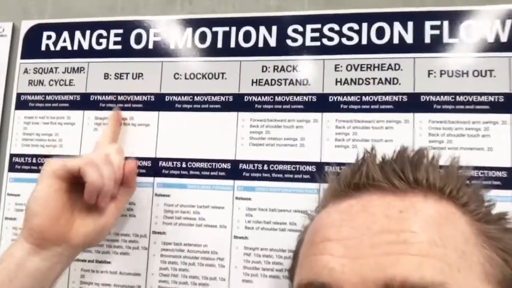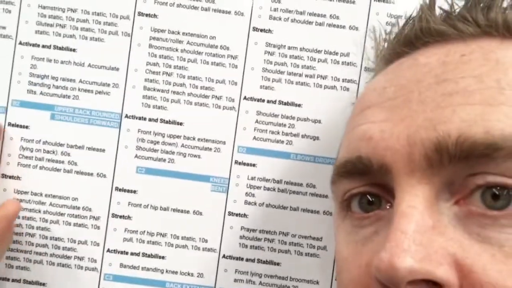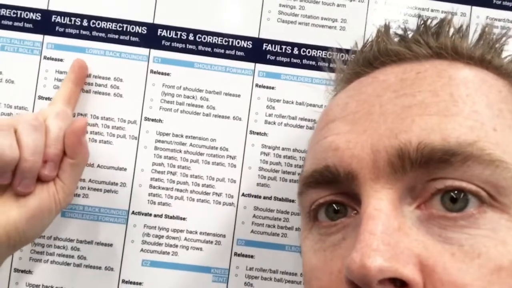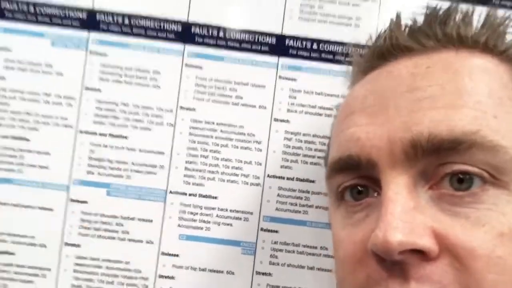So this column here, column B, corresponds to the column that you guys just saw on the card. So here's your column B, which is your setup and the main faults. You can see here, lower back rounded. This fault would be upper back rounded or shoulders forward. So we know that for lower back rounded, there is release and stretch work. We use PNF as our stretch work. And then there's activate and stabilize stuff.